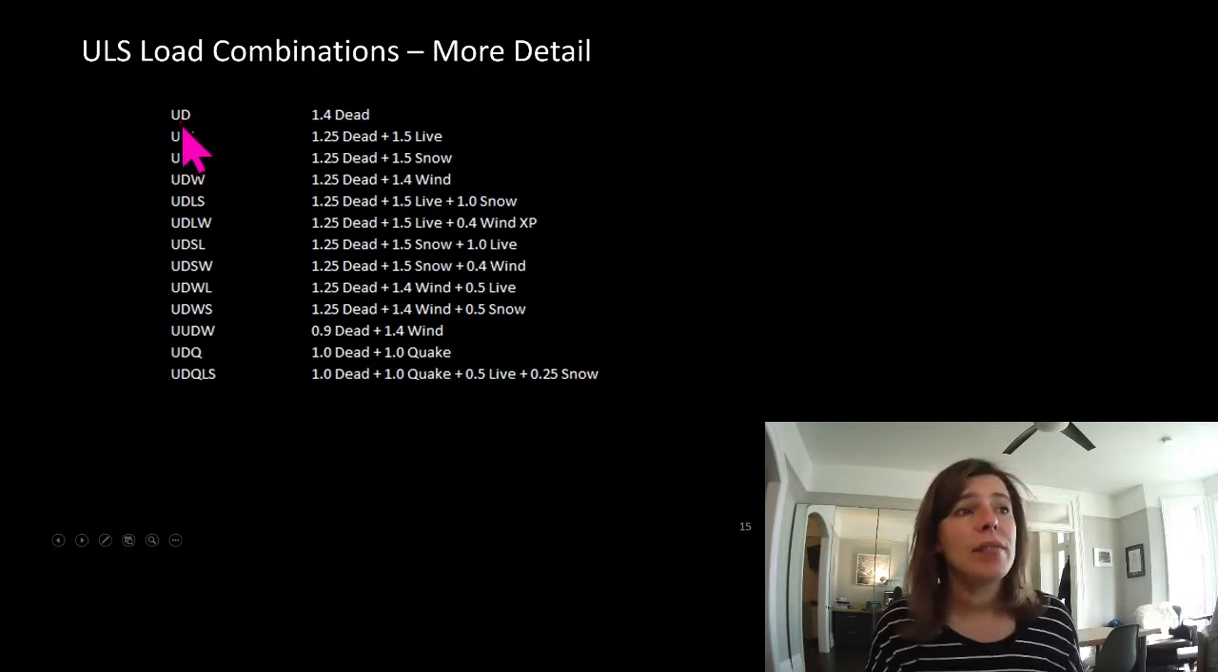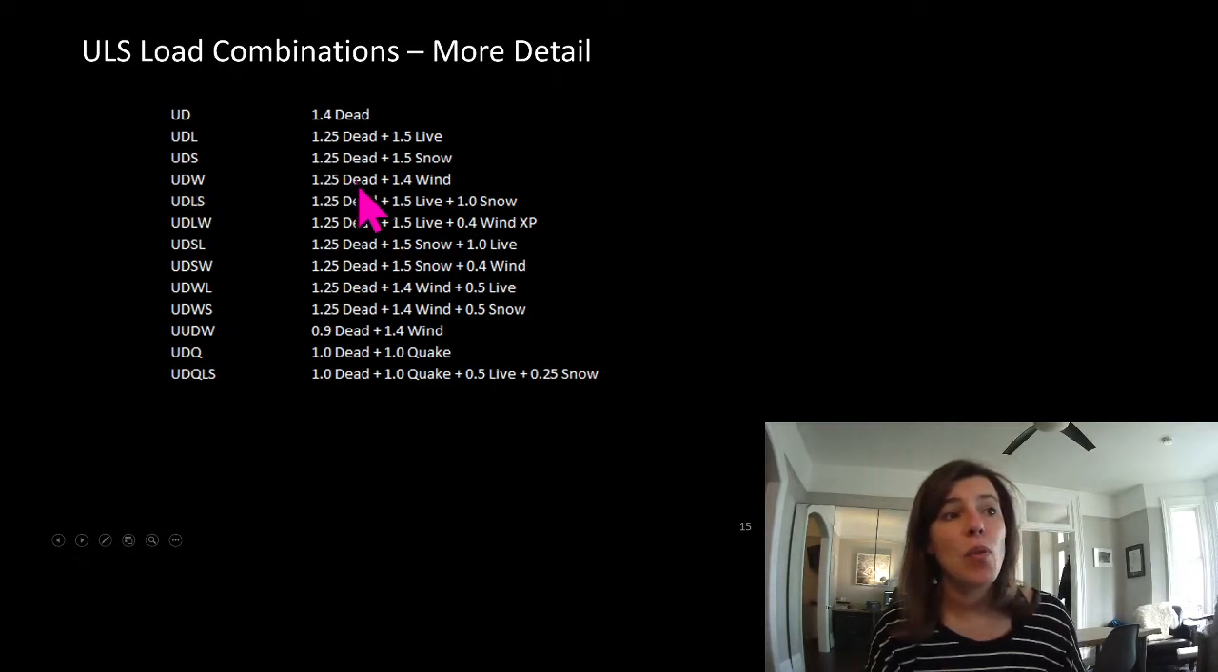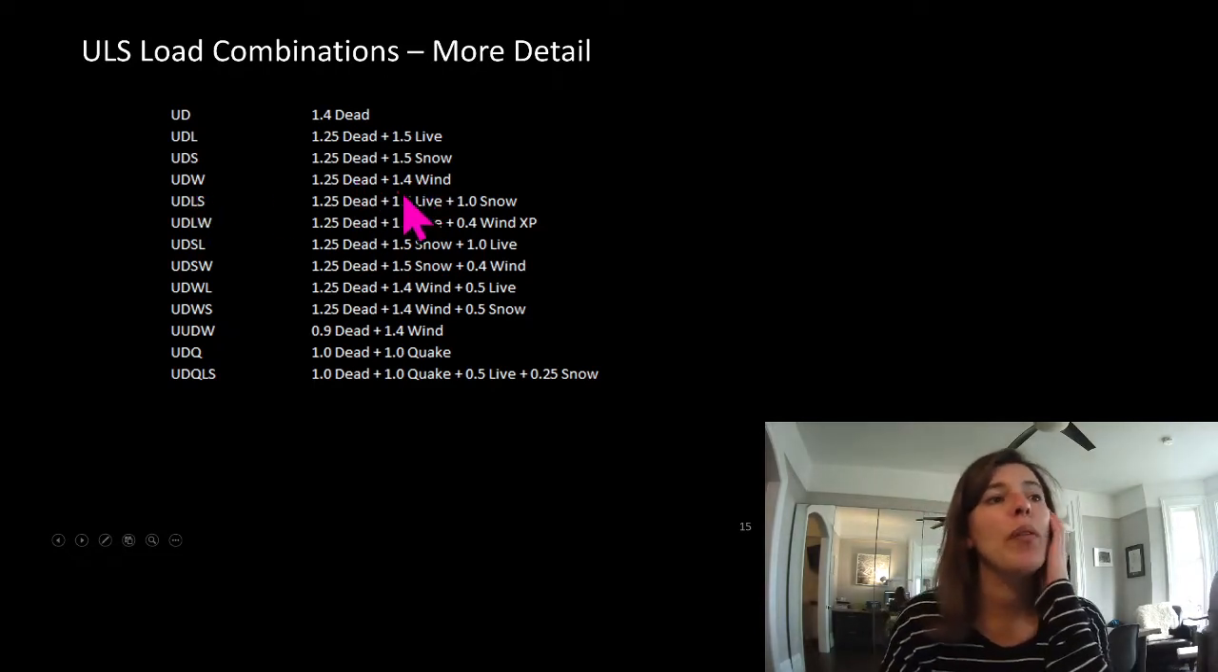So we could have a factored dead load, so 1.4 times our dead load. We could have our dead and live by itself, or our 1.25 dead plus live. Our dead and snow by itself, so 1.25 dead plus 1.5 snow. We could have dead and wind by itself, 1.25 dead plus 1.4 wind.